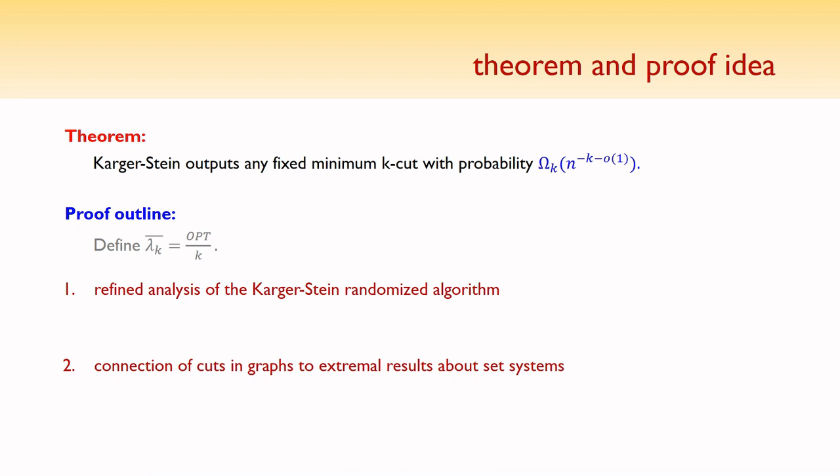To be more precise, let's define lambda k bar to be opt over k. Think of this as the average contribution of a component in opt. For number 2, our statement is roughly that the number of small cuts in the graph whose size is in the range from lambda k bar to 2 minus epsilon times lambda k bar is at most linear in n. So think of k as a large constant, and think of epsilon as a constant. So this is linear.